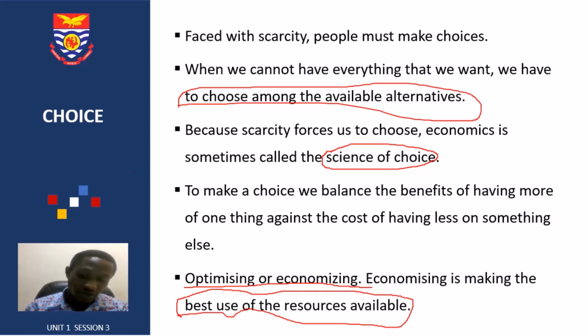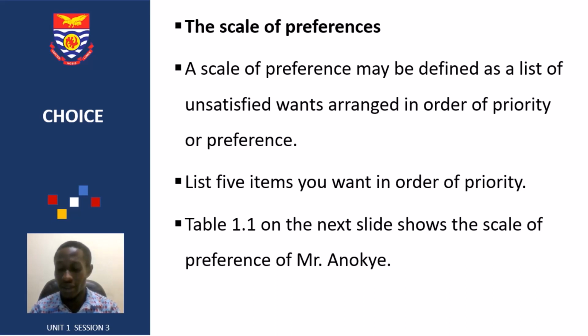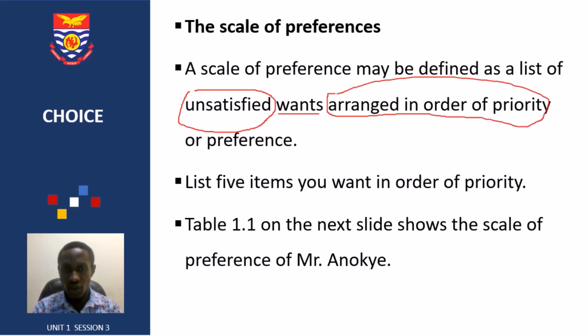Have you heard of the scale of preference before? I believe in SHS you heard about it. So what is the scale of preference? Here we say that scale of preference may be defined as a list of unsatisfied wants arranged in order of what? Priority, or preference. So you arrange it as number one, number two, number three, number four, number five, depending on the number of items you have. You try to put them in order. Which one is most preferred to the other? That's what we call the scale of preference.